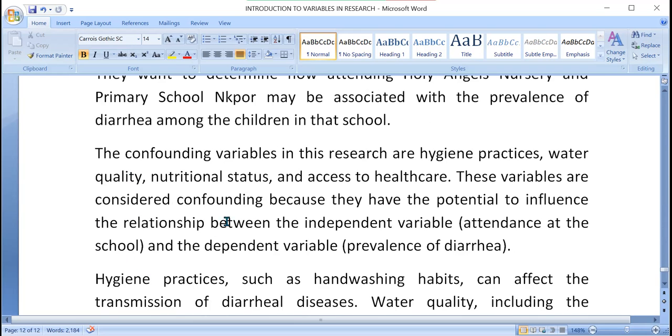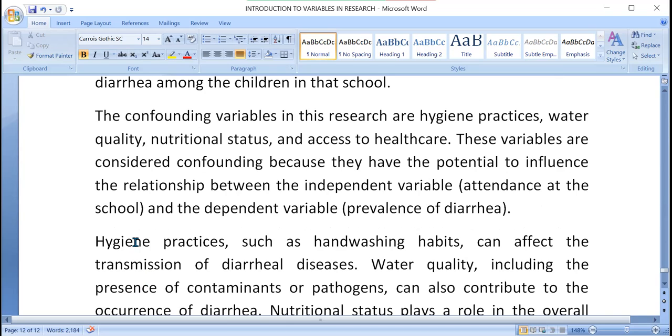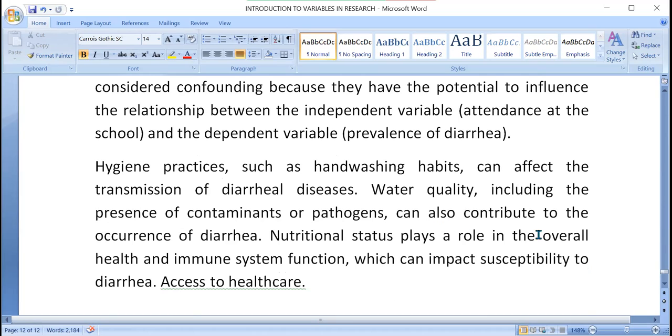Okay, so now the confounding variables, like we said earlier, are considered because they have the potential to influence this relationship. Hygiene practices such as hand washing habits can affect transmission of diarrhea diseases. Water quality, including the presence of contaminants or pathogens, can also contribute to the occurrence of diarrhea. So it could be that the water that is being used in that school is a factor. So we must rule out water by controlling the confounding variables. Also, nutritional status plays a role in the overall health and immune system, which can impact susceptibility to diarrhea.